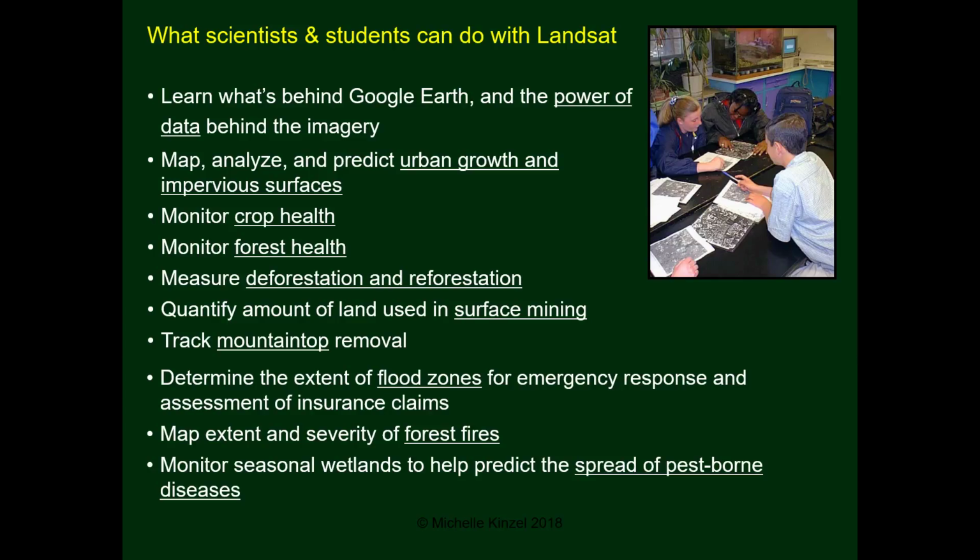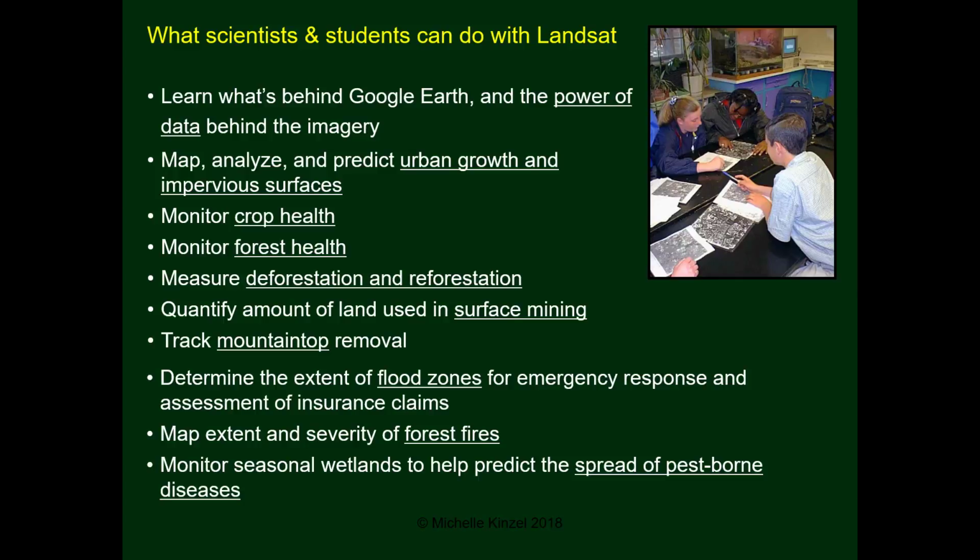So, what can scientists and students do with Landsat? Well, you can learn what's behind Google Earth and the power of data behind imagery. You can map, analyze, and predict urban growth and impervious surfaces, and monitor crop health and forest health. You can measure deforestation and reforestation. You can quantify the amount of land used in surface mining. You can track mountaintop removal, and determine the extent of flood zones for emergency response and assessments. And this is useful for insurance claims.